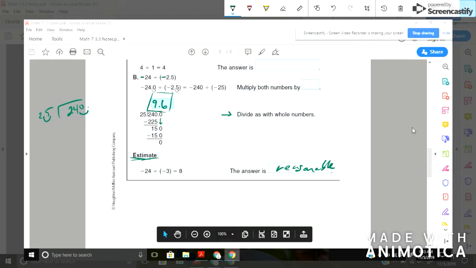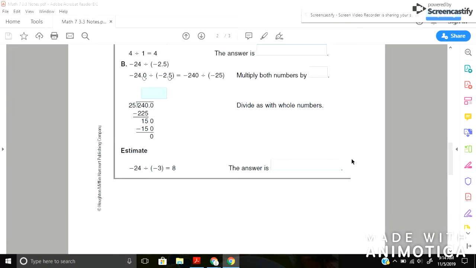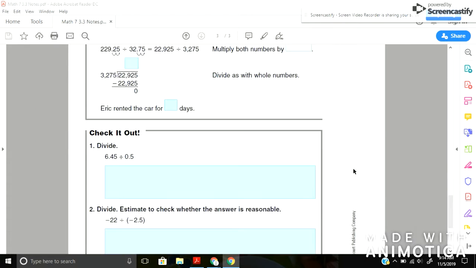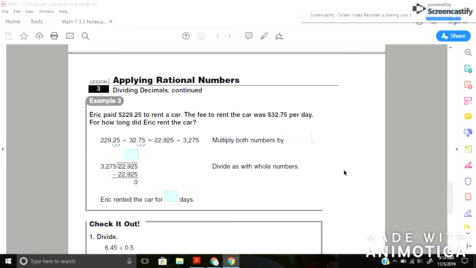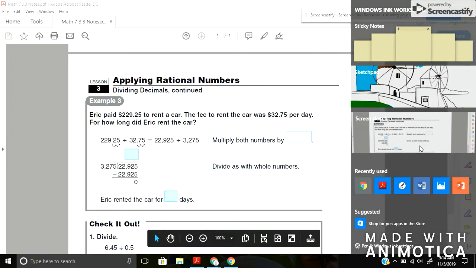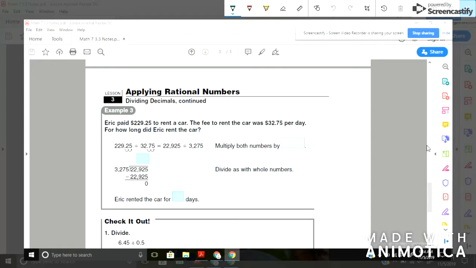All right, go ahead and flip to the last page then, where we have example 3, which is our word problem, and then we've got 3 check it out problems to end. Okay, so in example 3, it says Eric paid $229.25 to rent a car. The fee to rent the car was $32.75 per day. For how long did he rent the car? Okay, well, let's take our total number and divide it by our per day cost, and that'll tell us how long we rented it.